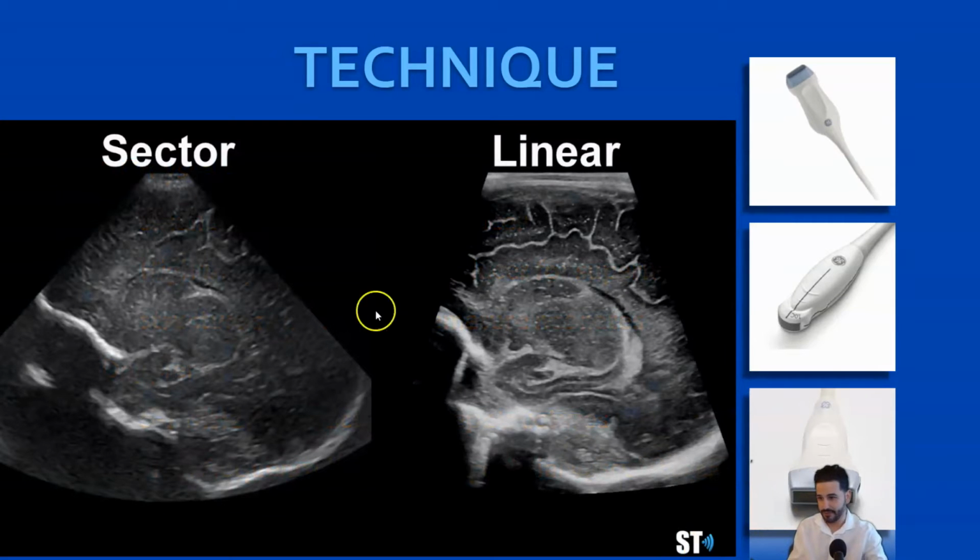Here you can see the difference from a sector probe in a parasagittal view and the linear. You can see so much more detail with the linear. Obviously, the older the baby gets, the bigger the baby's brain gets or their head gets, and the smaller their fontanelles get, using a linear is less feasible.